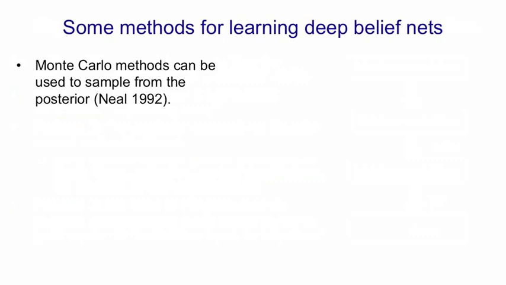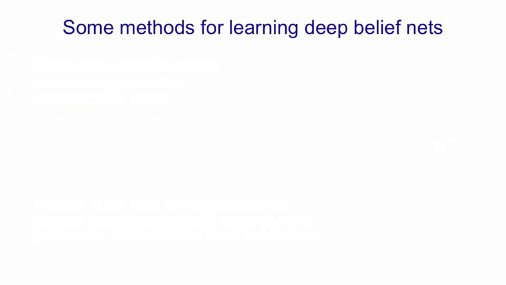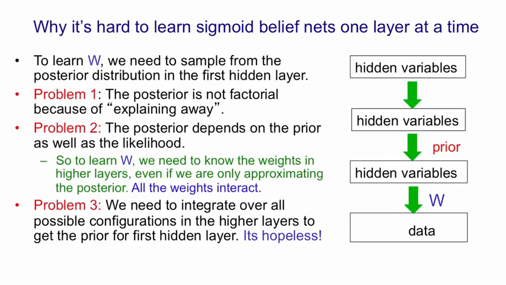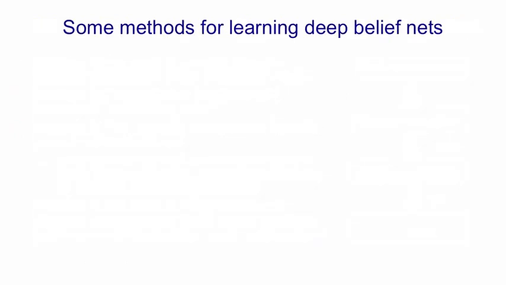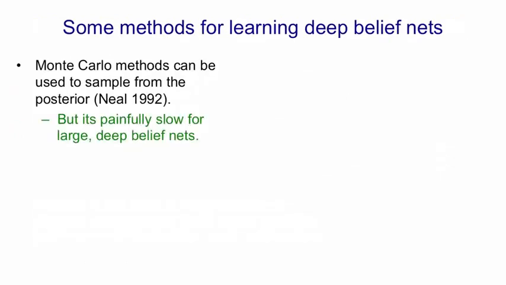So now we're going to consider some methods for learning deep belief nets. The first one is the Monte Carlo method used by Radford Neal, and that Monte Carlo method basically does all the work. That is, if we go back to the previous slide, it considers patterns of activity over all the hidden variables, and it runs a Markov chain that takes a long time to settle down, given a data vector. Once it's settled down to thermal equilibrium, you get a sample from the posterior, but it's a lot of work. So in large, deep belief nets, this method's pretty slow.